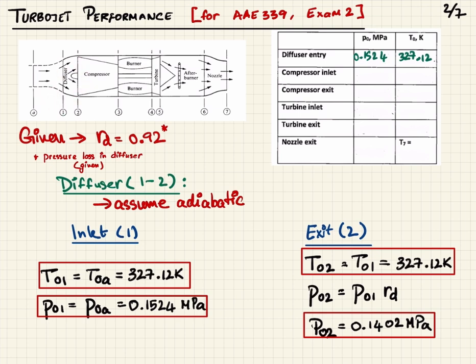The second point is that we're going to assume the diffuser to be adiabatic, which means that the stagnation temperature is constant throughout the diffuser. In this case, at the diffuser exit, the compressor inlet, the stagnation temperature is going to be 327.12 Kelvin. And to determine the stagnation pressure, we just multiply the pressure ratio by the stagnation pressure at the diffuser inlet. And when we do that, we determine it to be 0.1402 megapascal.